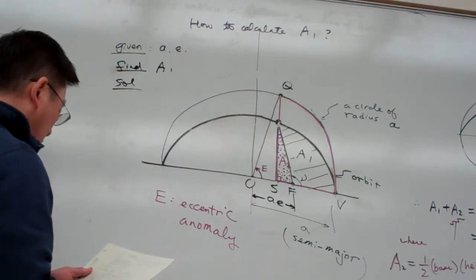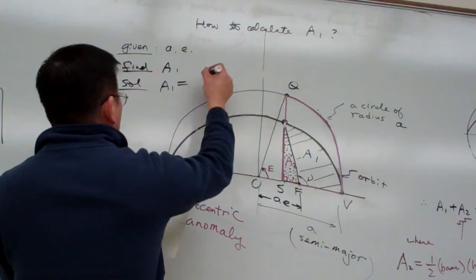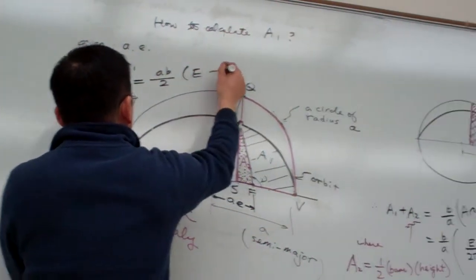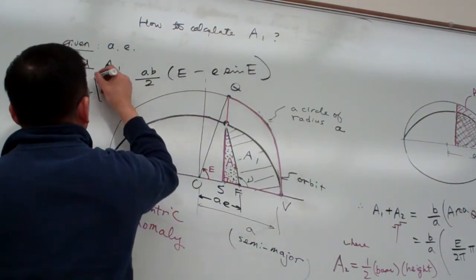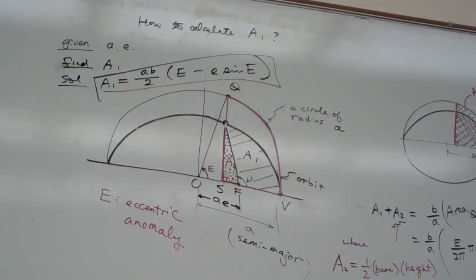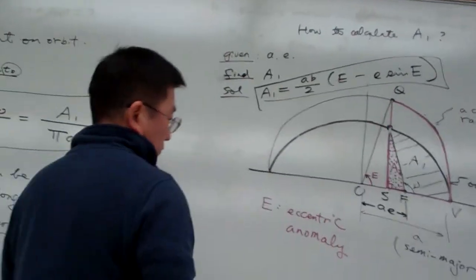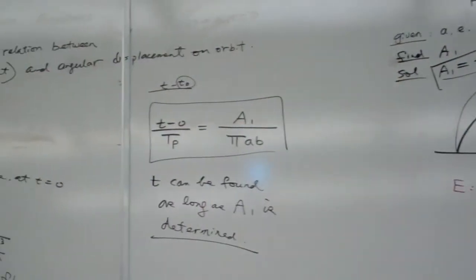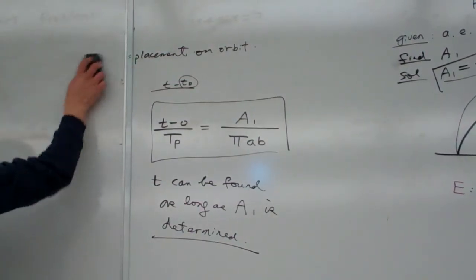And let me give you A1. So A1 is equal to ab over 2 times E minus e sine E, after simplifications. So this is our A1. Okay? And once we found A1, we simply plug in here. So therefore, let me rewrite that equation and simplify it into Kepler's equation here.